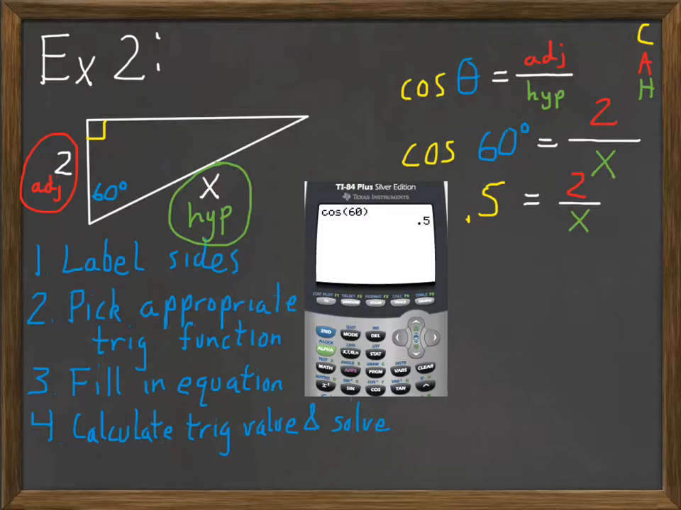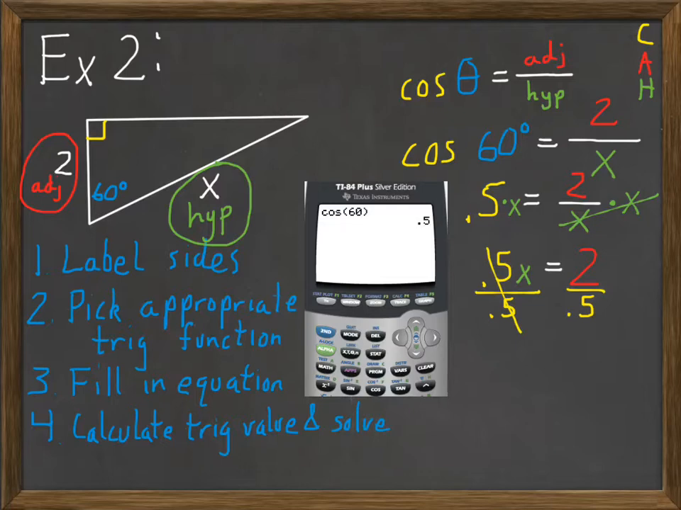Oh, now my x is in the denominator. How can I take care of that? How can I solve for x? Well, just like we did before, let's multiply both sides by what's in the denominator. This will remove the denominator so that I have 0.5x equals 2. Okay, so now I just divide both sides by 0.5.